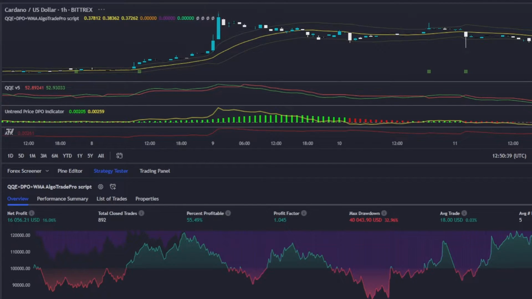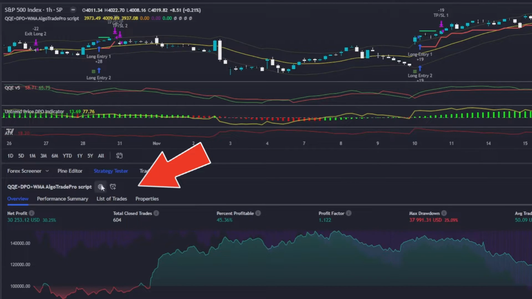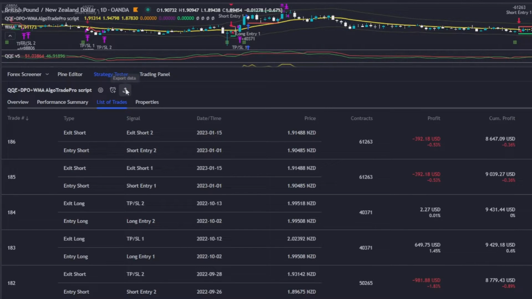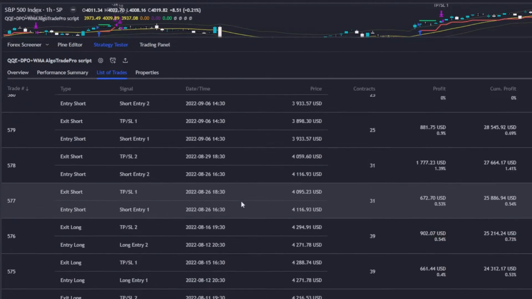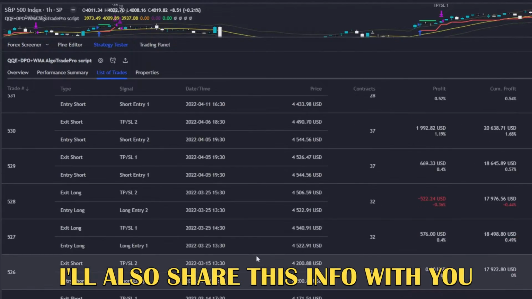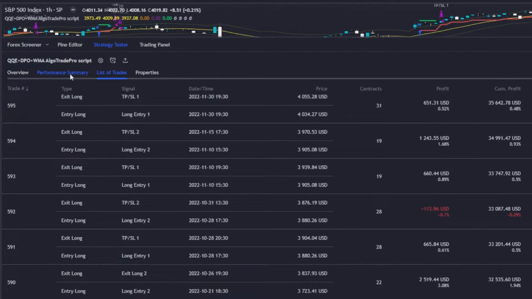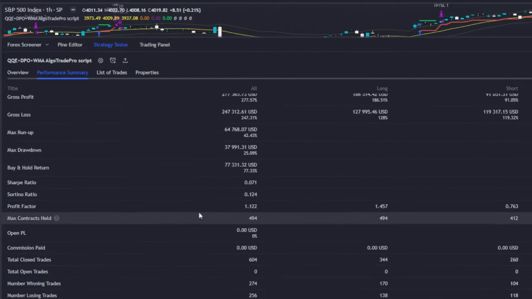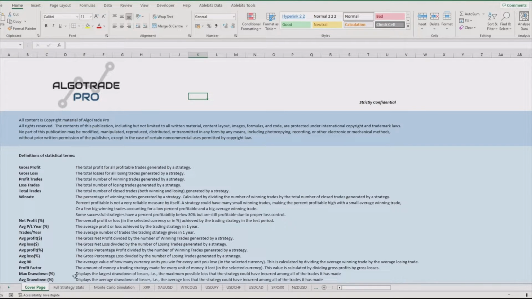To find out more statistical information, you can explore this tool below. If you want to download all the strategy results to an Excel, you need to have the Pro Plus version of TradingView. However, I will also share this information with you every time I make a video about the full strategy. Let's now analyze the Excel to which you can also have full access. Here is the Excel with all the results of the QQE strategy applied with the algo.